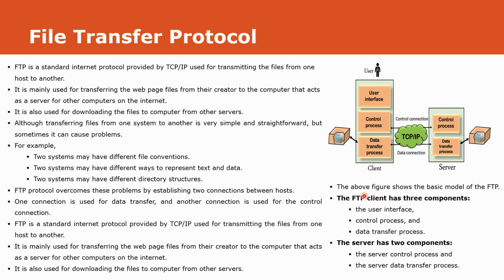Now, from the above figure, the FTP client has three components: user interface, control process, and data transfer process. The server has two components: server control process and server data transfer process. These are the parts of the client, and these are the parts of the server. The client has user interface, control process, and data transfer process, while the server has control process and data transfer processes.